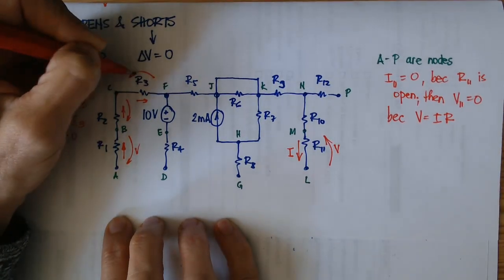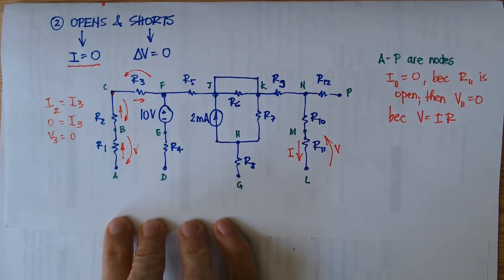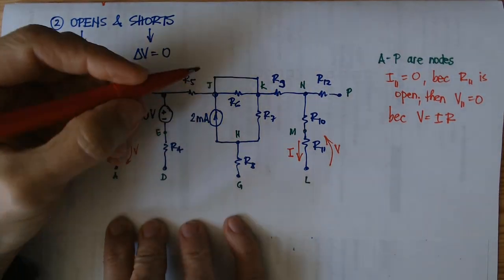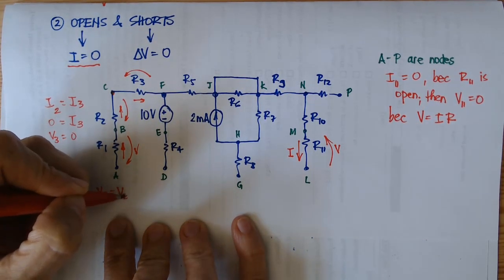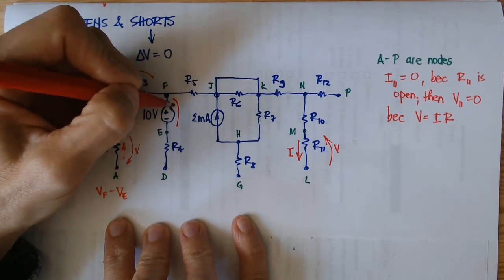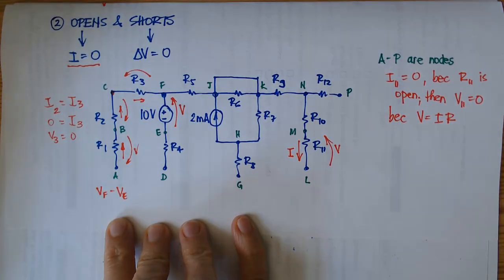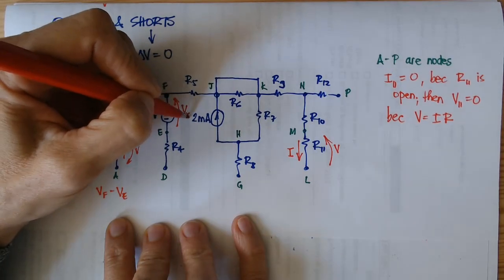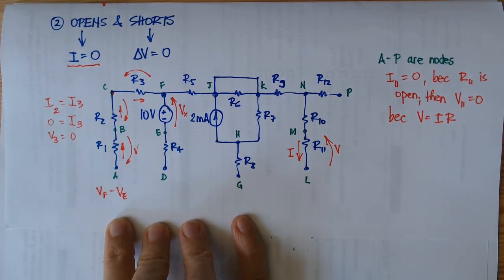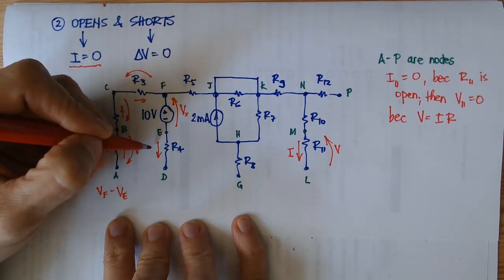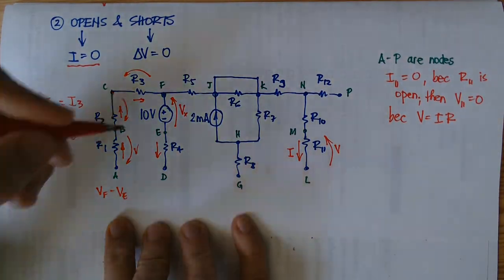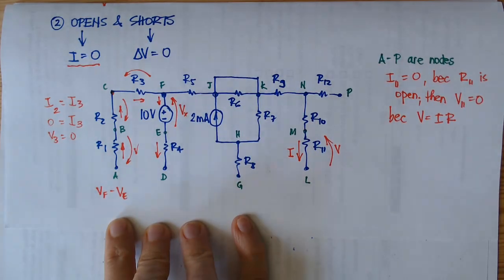So if I draw it like this, it's all 0. So if I ask you, however, what VF minus VE is, which is my, let's say, Vx, this in principle has a current of 0 because this current I4 is 0. So the current through the 10 volt Ix is 0.